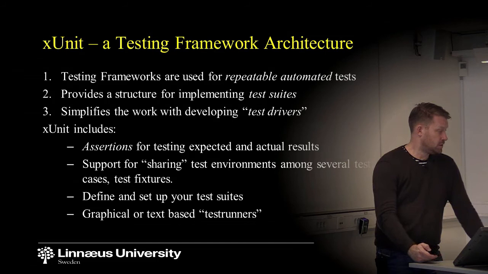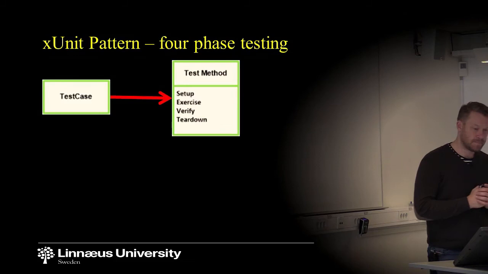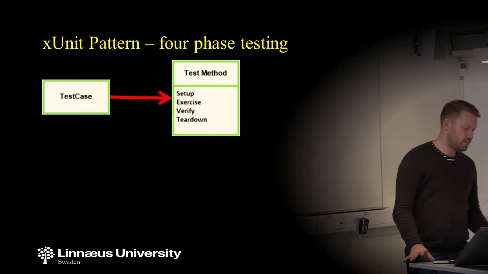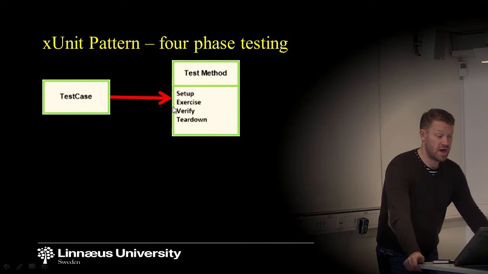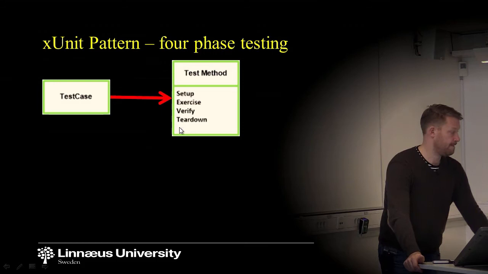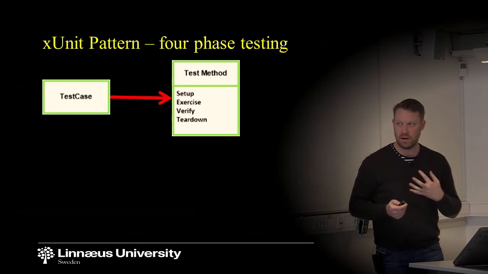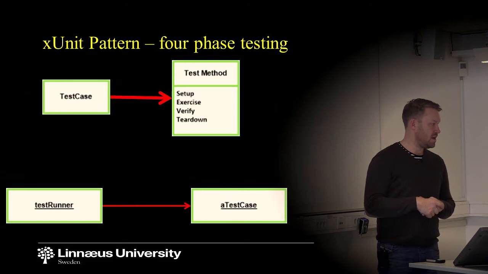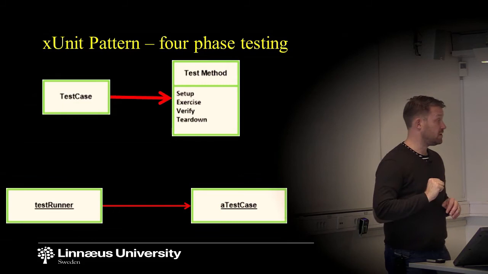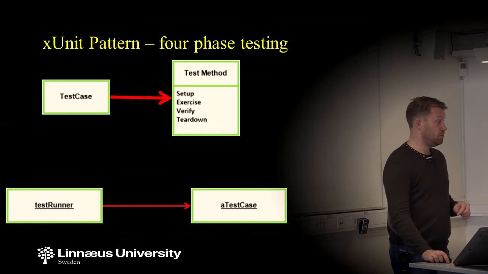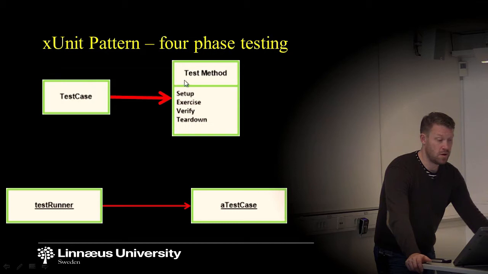So XUnit works with a four-phase testing pattern. Four-phase means that we have a setup, an exercise, a verify, and a teardown phase. A simplified view on things is something like this. You have a test runner that instantiates a test case. Okay, so we create an object for the test case. In this test case, there will be a description of a test method, which includes a setup, an exercise, a verify, and a teardown part.